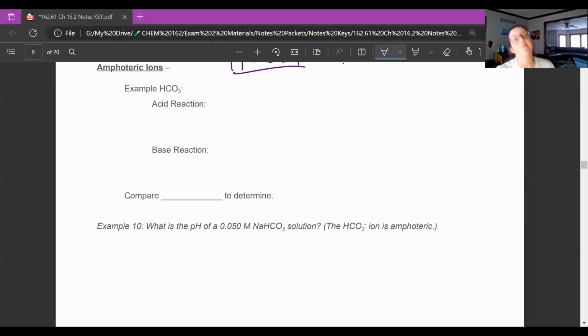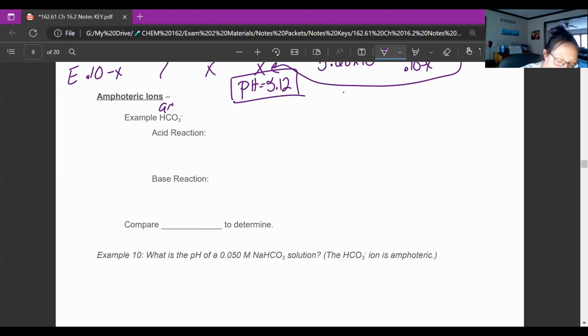Amphoteric ions. I mentioned these in an earlier video. Essentially, some things can act like an acid or a base, especially if they're part of something that would have been a polyprotic acid. Like, as you can see, HCO3 minus here would have been part of H2CO3. They can act acidic or basic. And so what happens if you don't know? All right. So amphoteric ions are ones that can act as an acid or a base.